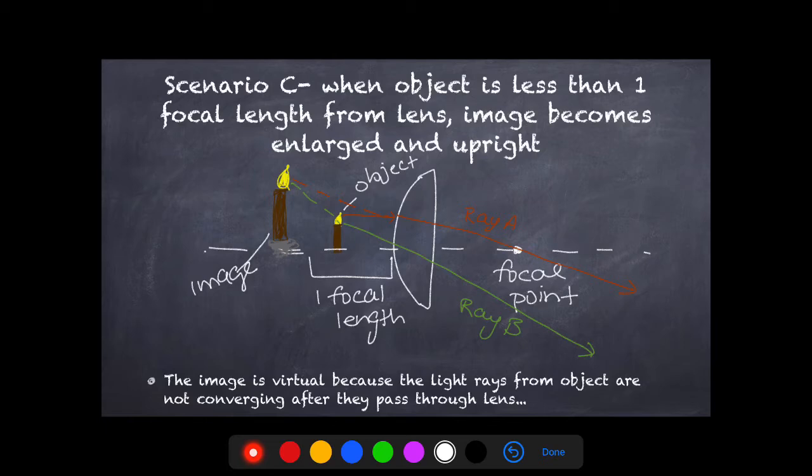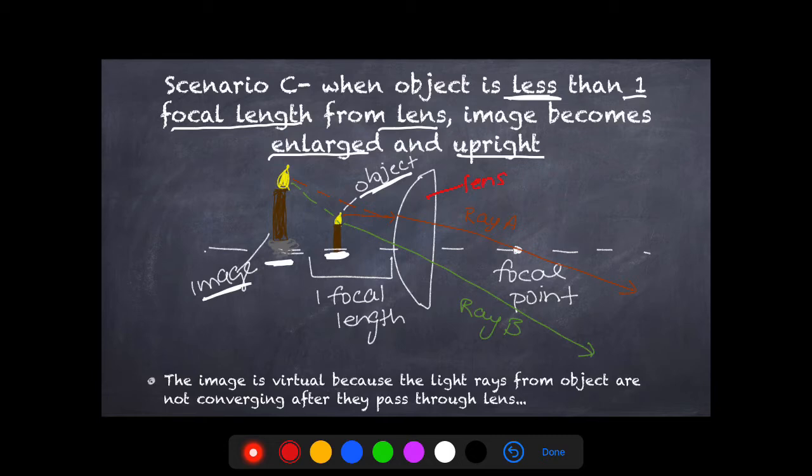In scenario C, we see that when an object is less than 1 focal length from the lens, the image is going to become enlarged and upright, okay? So now, here is my object. This candle is my object, all right? This candle, the bigger one, is my image. So let's see how this works.